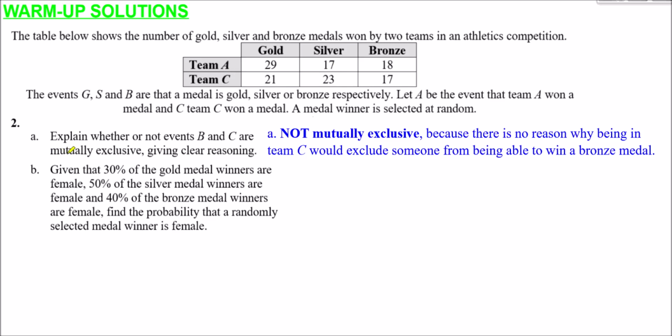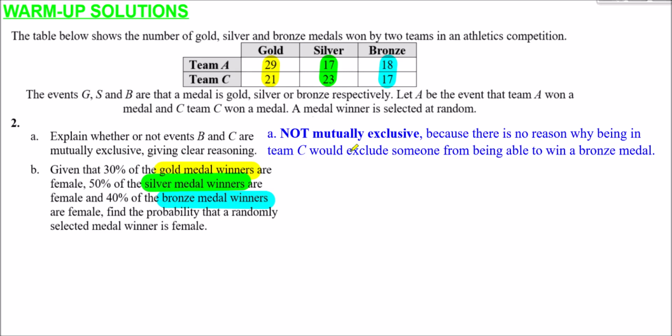2b is working out percentages of different amounts. So we're told here 30% of gold medal winners are female, 50% of silver medal winners are female, and 40% of the bronze medal winners are female. Then we need to find out the overall probability that a randomly selected medal winner is female. So let's just do this step by step, first thinking of the gold medalists. For gold medalists, we've got 50 winners altogether. Silver medalists is 40, and bronze, 18 plus 17, is 35.